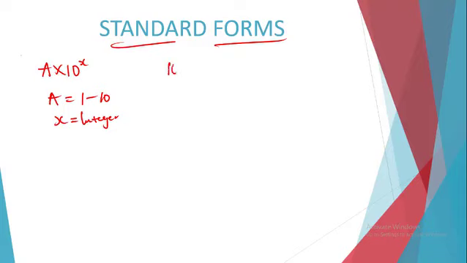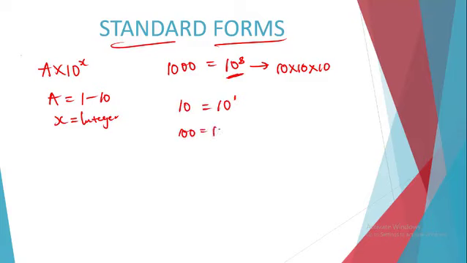If we have 1000, it's just the same thing as 10 raised to power 3, since 1000 means 10 times 10 times 10. Is that correct? 10 times 10 is 100. 100 times 10 will give us 1000, and that's how we got 10 raised to power 3. And if we have 10, it's the same thing as 10 raised to power 1. 100 is equal to 10 raised to power 2. And 1 is equal to 10 raised to power 0, since anything raised to power 0 is equal to 1.